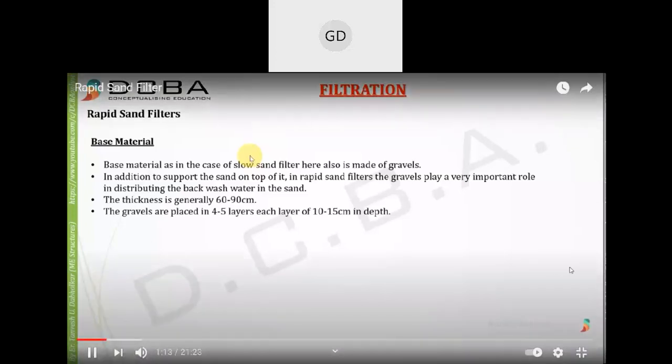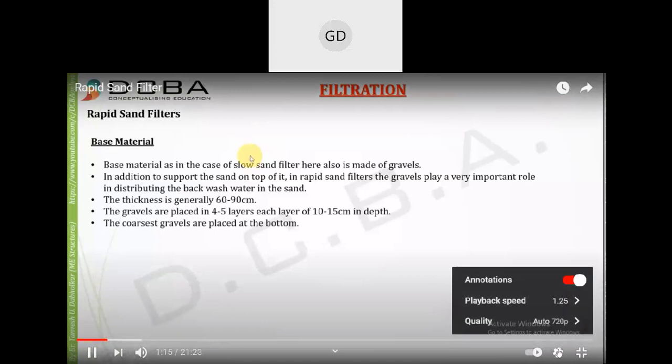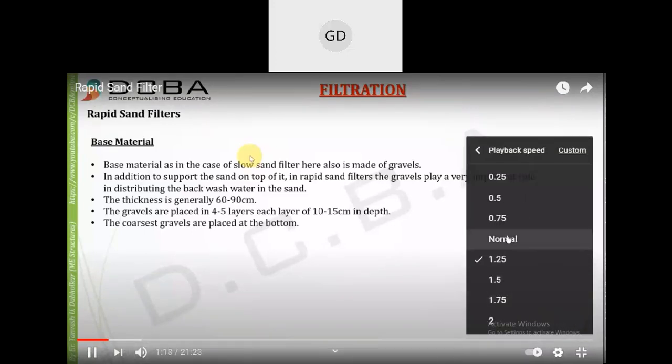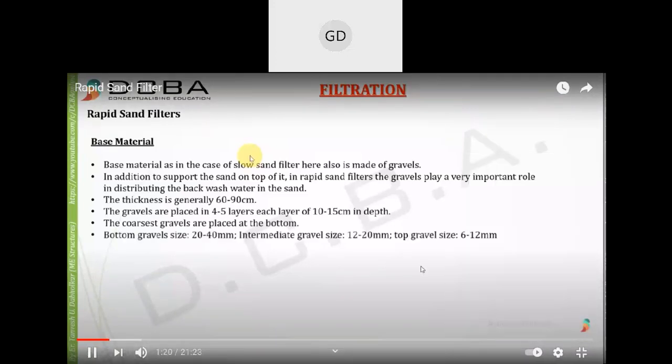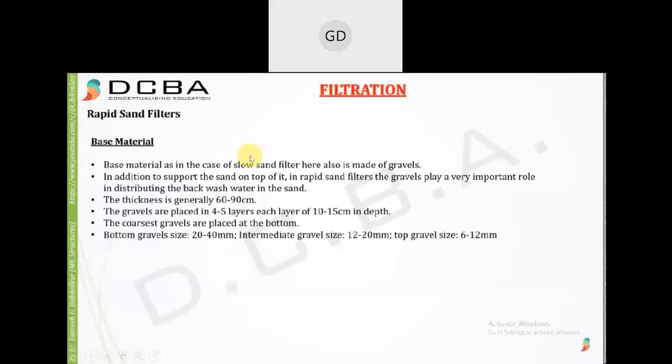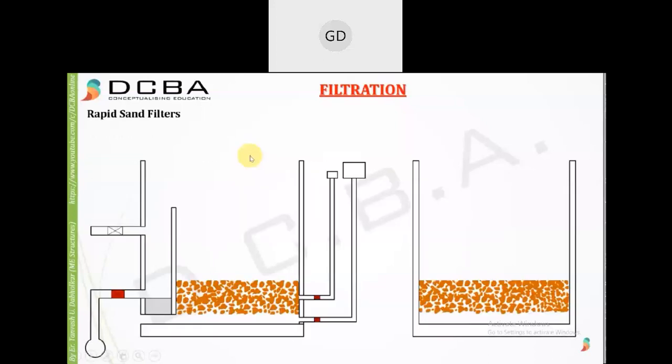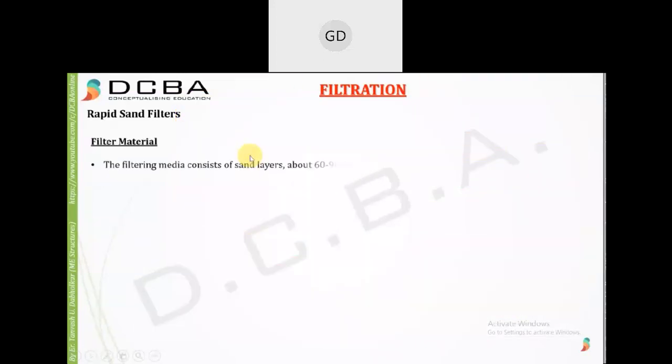This is the same as how it was in slow sand filters as well. The coarsest gravel is placed at the bottom and the finest at the top. Bottom gravels are generally 20 mm and top gravel 6 to 12 mm. All this is same as we had learned in the last video. Above the gravels comes the filter media. Again, this is also the same, the sand filter media.